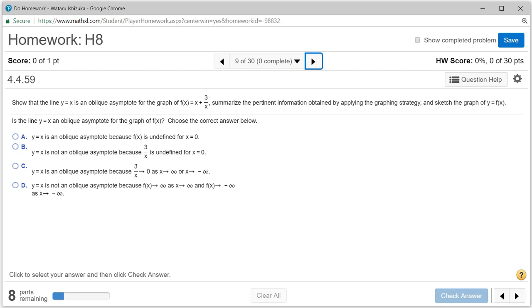Alright, let's look at homework 8, problem number 9. It says to show that the line y equals x is an oblique asymptote for the graph of f of x equals x plus 3 over x, and summarize pertinent information obtained by applying the graphing strategy and sketch the graph of f of x. Alright, so let's do that.